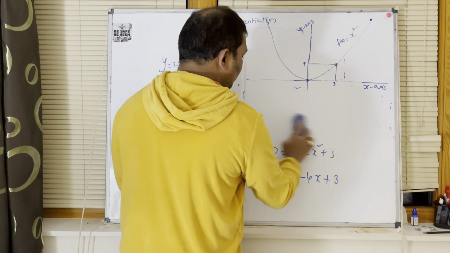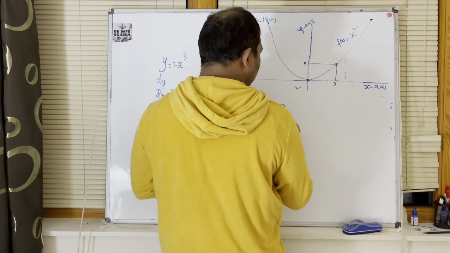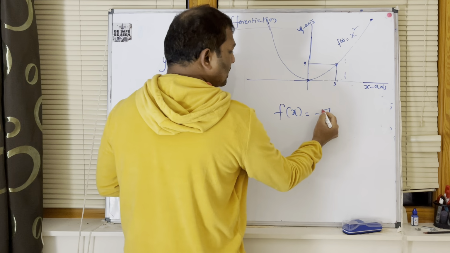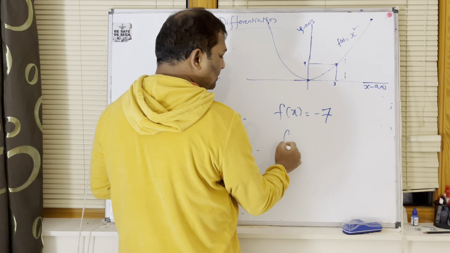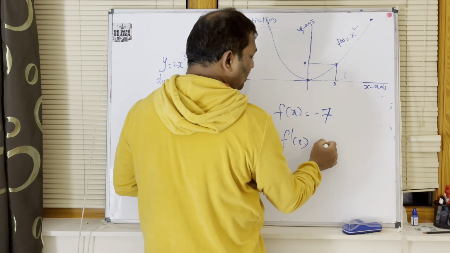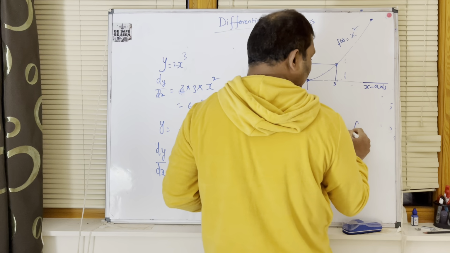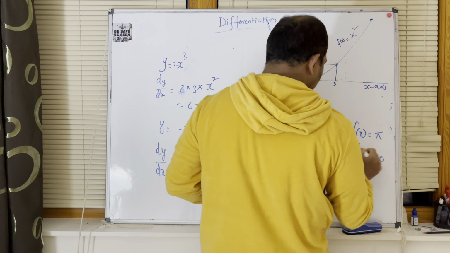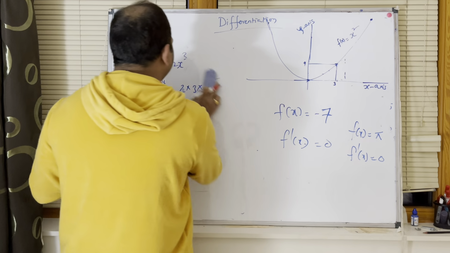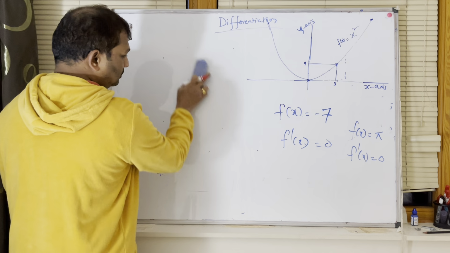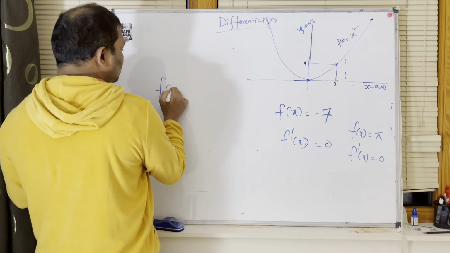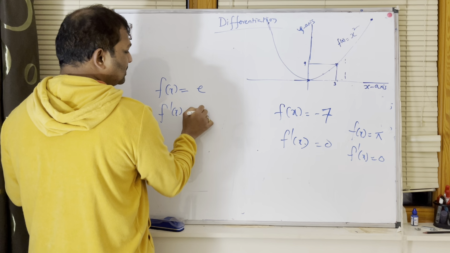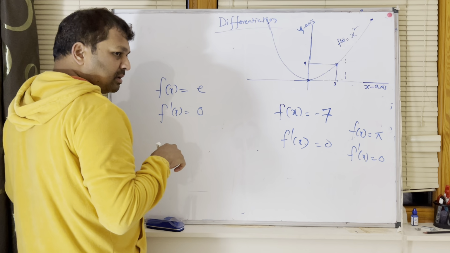So I'll say f of x is equal to minus 7. What is f dash x? Zero. Rashmi, what is f dash x? Zero, because it is a constant. f of x is equal to pi. What is f dash x? Zero. f of x is equal to e. What is f dash x? Zero.